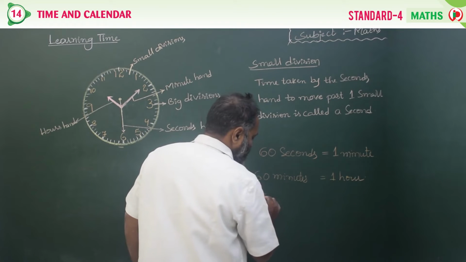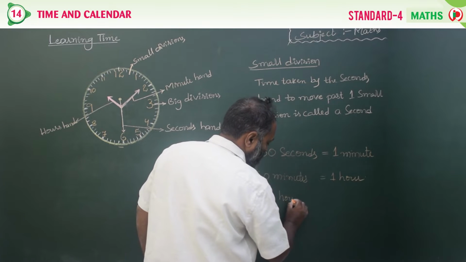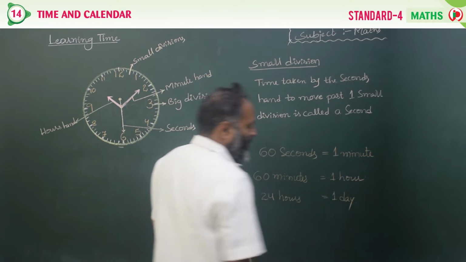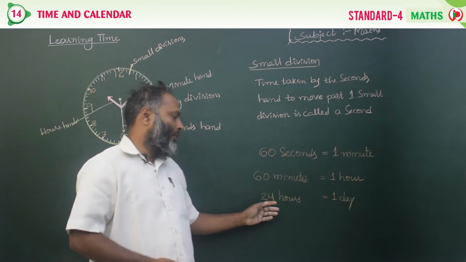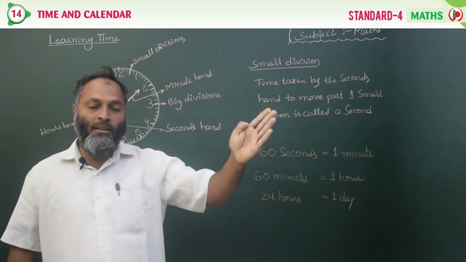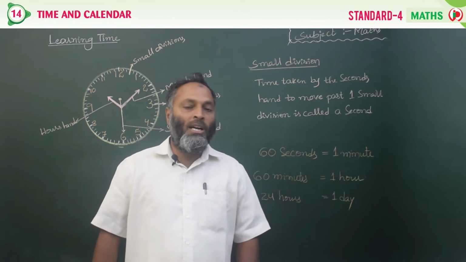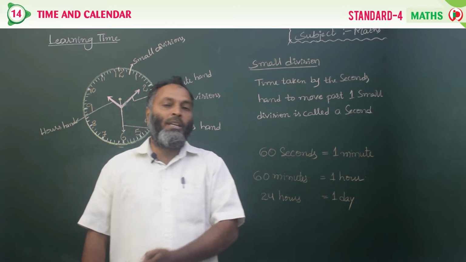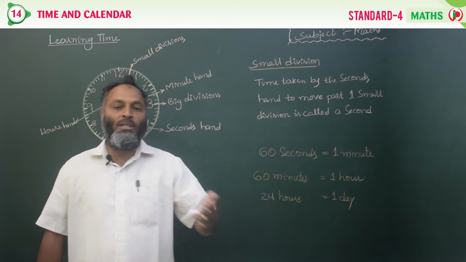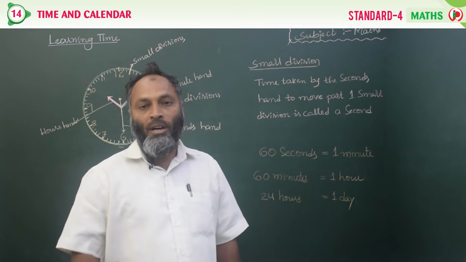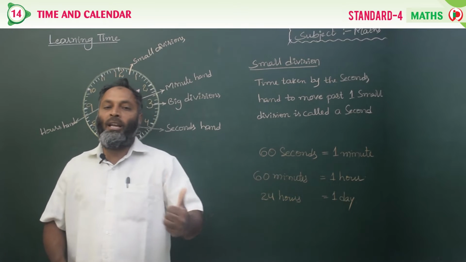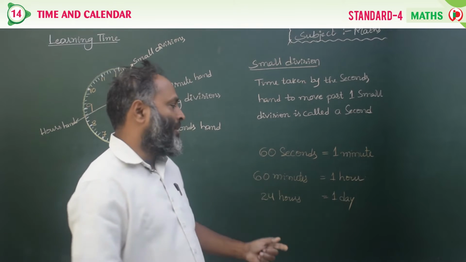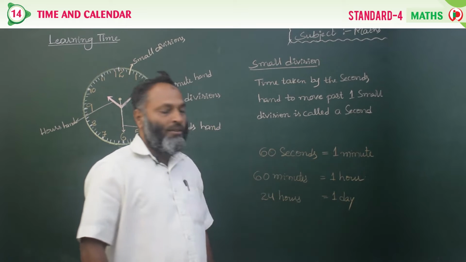How many hours? 24 hours make 1 day. In 1 day total how many hours we have? 24 hours. How 24 hours? From midnight to afternoon 12 hours, again from afternoon 12 to midnight, again 12 hours. 12 hours plus 12 hours, total 24 hours. So in 1 day we have 1 day and 1 night, total 24 hours. It means one complete day is 24 hours.